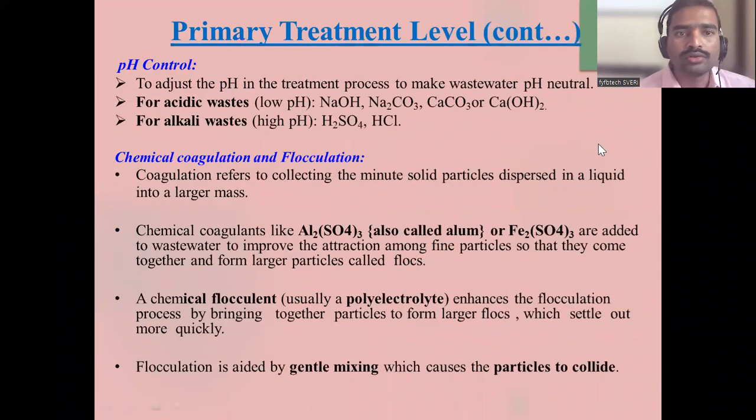Then pH control. How to control the pH? To adjust the pH in the treatment process to make the wastewater pH neutral. So what is neutral? What is the range of the pH? Neutral is 7. The range is 1 to 14, or 0 to 14? It is 0 to 14.